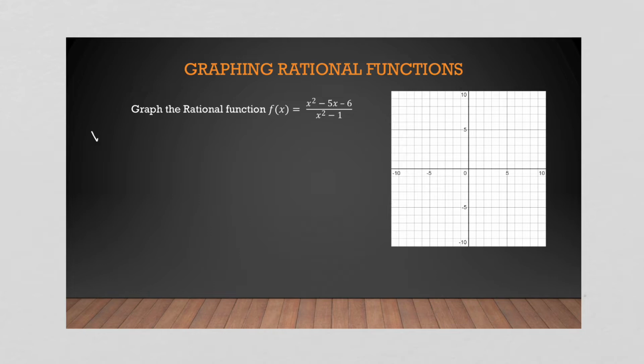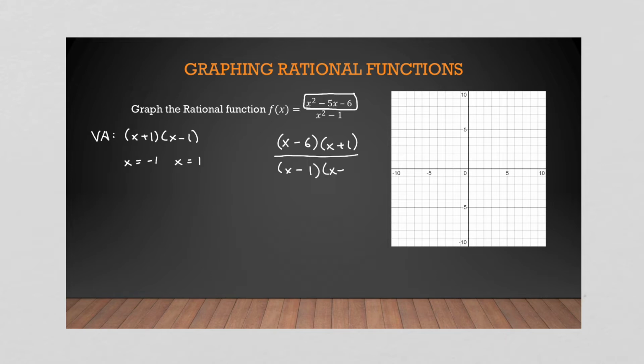So vertical asymptotes occur when our denominator is 0, and in this case, we have a difference of squares. X squared minus 1 factors to x plus 1 and x minus 1. So that means at x equals negative 1 and at x equals positive 1, we have potential vertical asymptotes. Now I said potential because our numerator is going to be factorable. So let's actually factor the numerator, and we get x minus 6, x plus 1. So actually, our whole function looks like this. And we're going to have one of our factors cancel out.